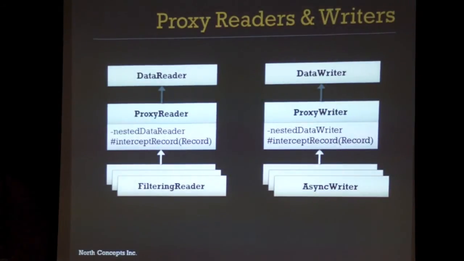So, for example, we've got the filtering. I mentioned filtering, validation, and so on, and those are all implemented as subclasses of the proxies. Same with the async.